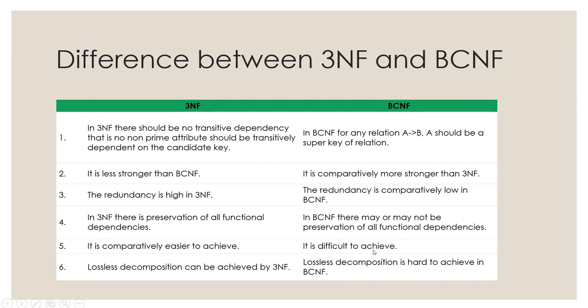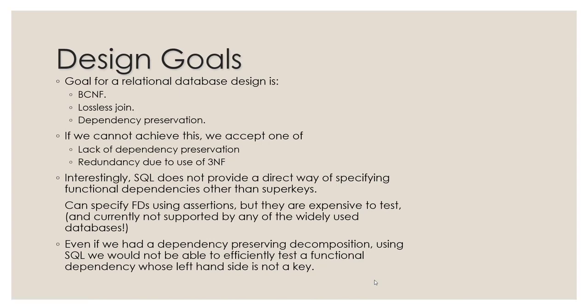BCNF is difficult to achieve because there are only two conditions that make it BCNF. Because 3NF has the third condition, it is easier to achieve than BCNF. So our design goal, ideally, is to be in BCNF. We want it to be lossless as well as dependency preserving. If this is not possible, meaning it's BCNF and lossless but the dependencies are not preserved, then we want to go to a weaker form, which is 3NF. But if you go this route, there's going to be some redundancies because it is 3NF.